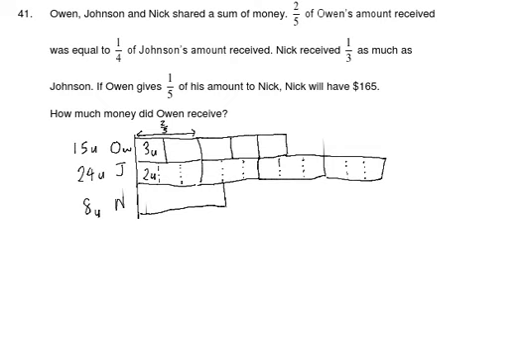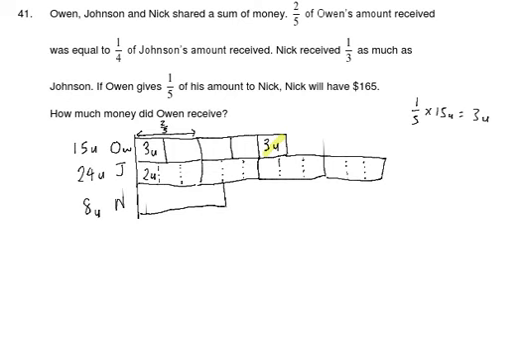If Owen gives 1/5 of his amount to Nick, Nick will have $165. Is it easy to do 1/5 of 8 units? Now, is it easy to do 1/5 of 15 units? It is, right? So 1/5 of 15 units is equals to 3 units, right? So that means this is the part that he needs to give away, right? Correct? Okay, this is the 3 units that he needs to give away.